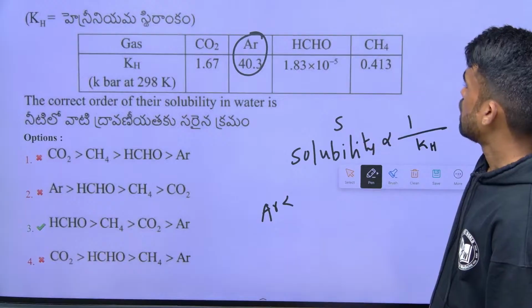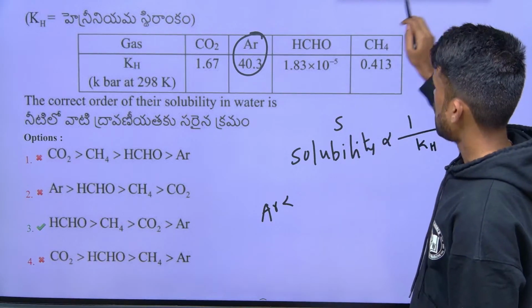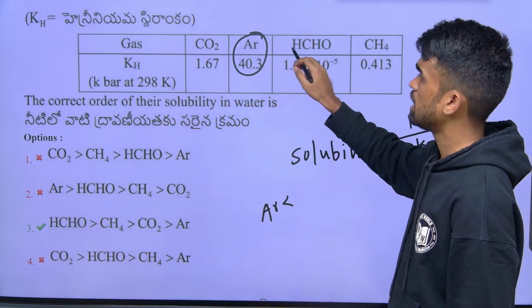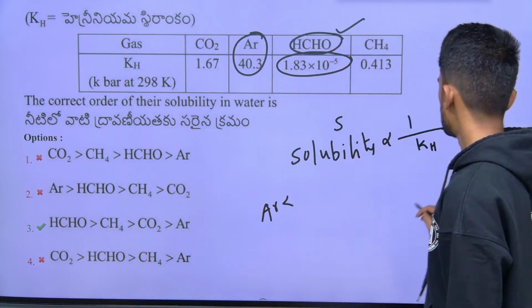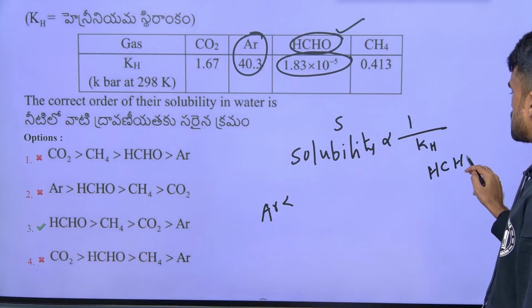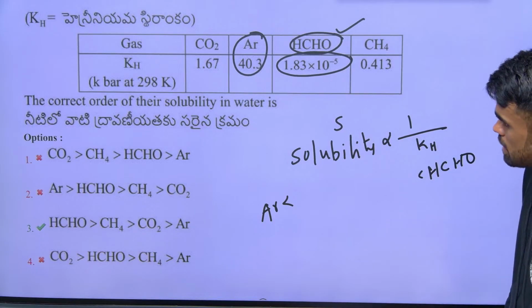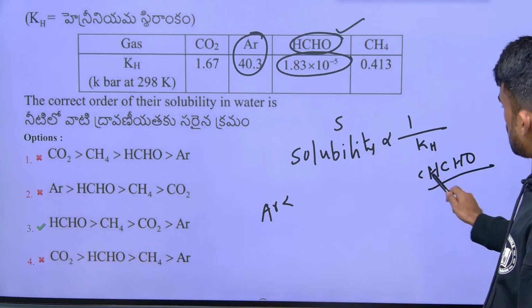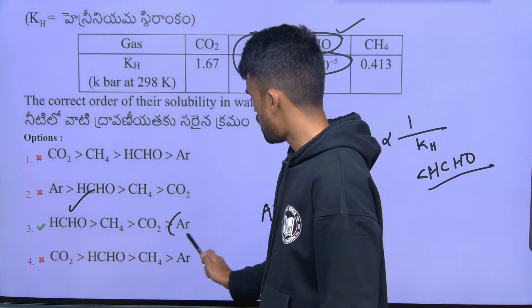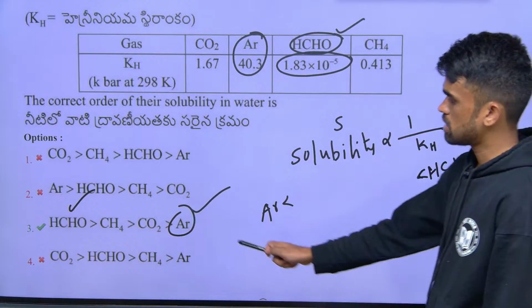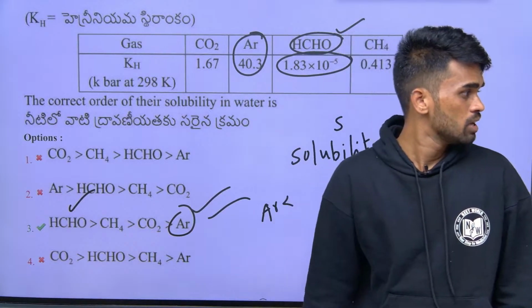After this, which is having the least K_H? This is having the least K_H, so this is more soluble. So formaldehyde will be highest. Okay. Do we have any options like this? The most highly soluble is formaldehyde. Yes, formaldehyde. So argon is least, that's it. So this is our final answer. Hope it is clear how we are solving the question.